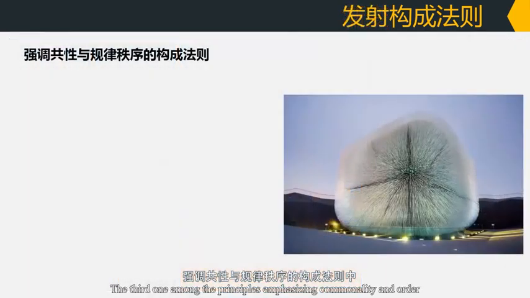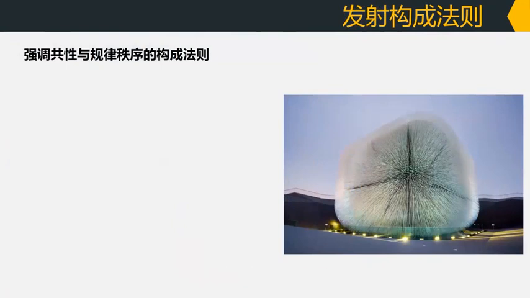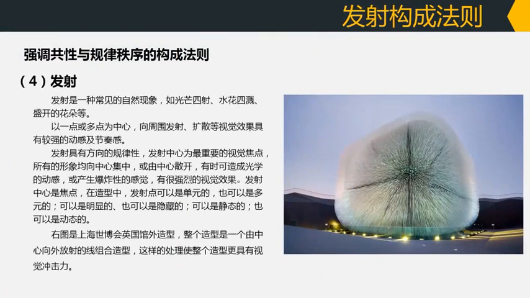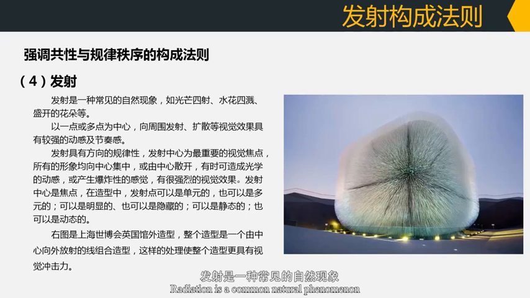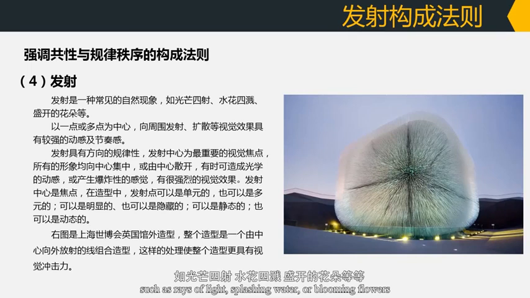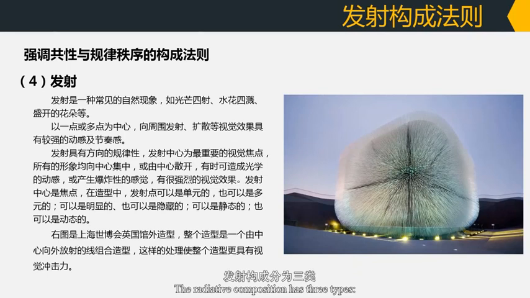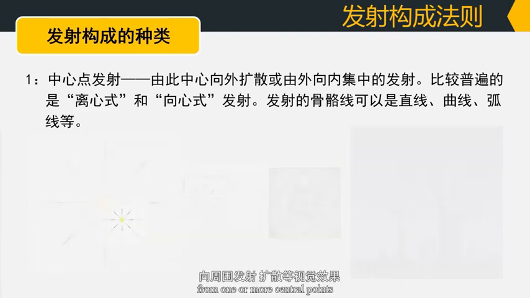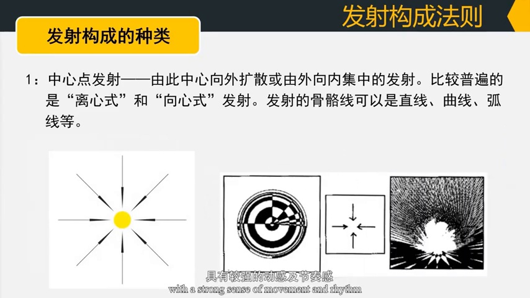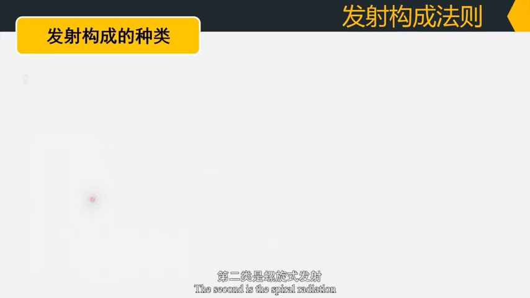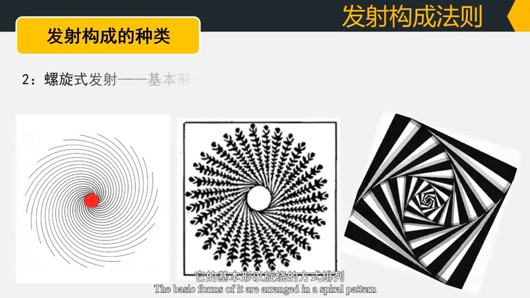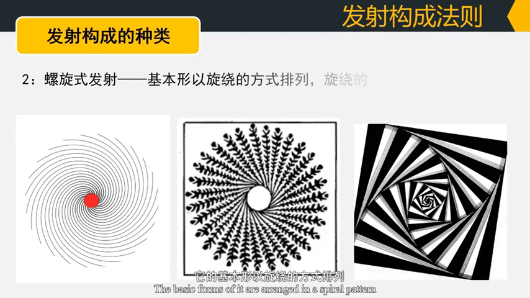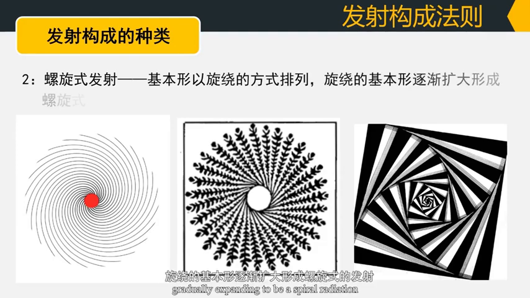The third one among the principles emphasizing commonality and order is the radiative composition. Radiation is a common natural phenomenon, such as rays of light, splashing water, or blooming flowers. The radiative composition has three types. The first is the center radiation, characterized by the visual effect of radiating from one or more central points, with a strong sense of movement and rhythm. The second is the spiral radiation. The basic forms of it are arranged in a spiral pattern, gradually expanding to be a spiral radiation.